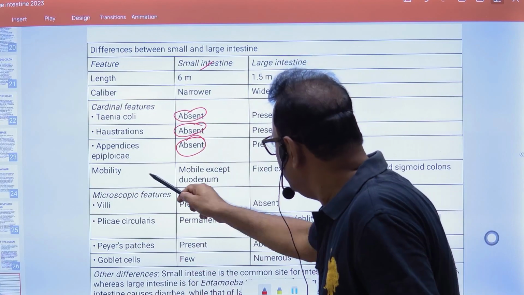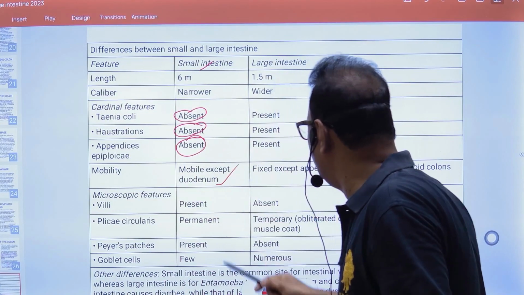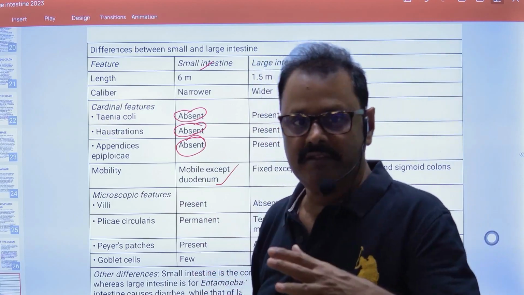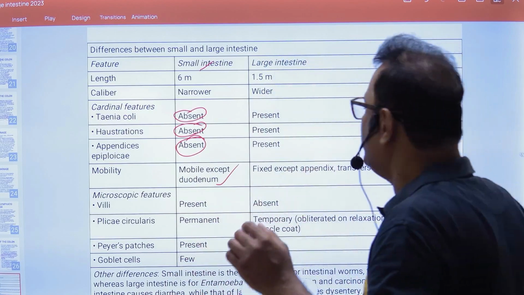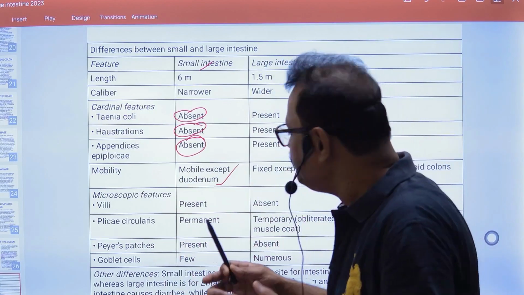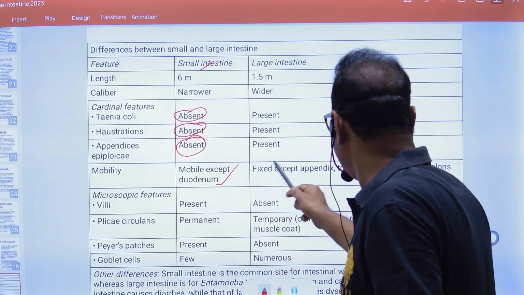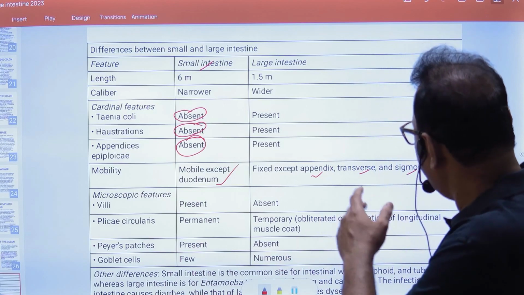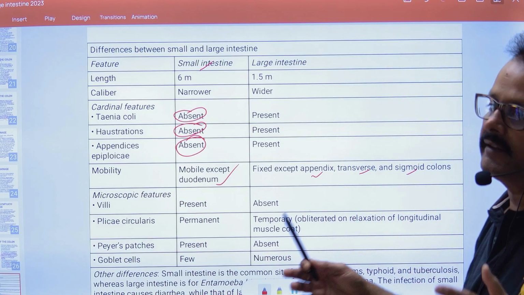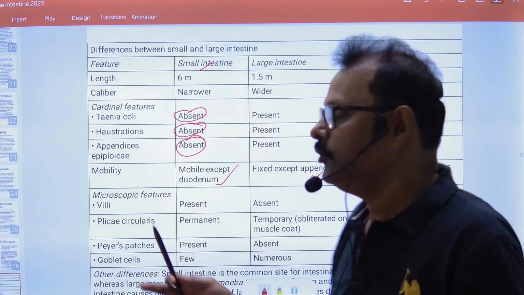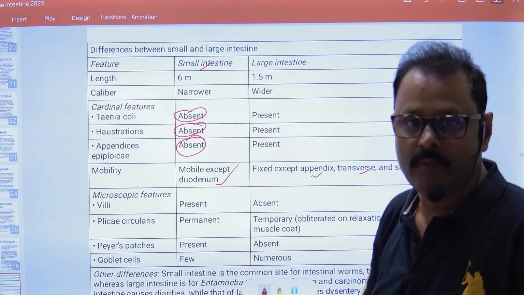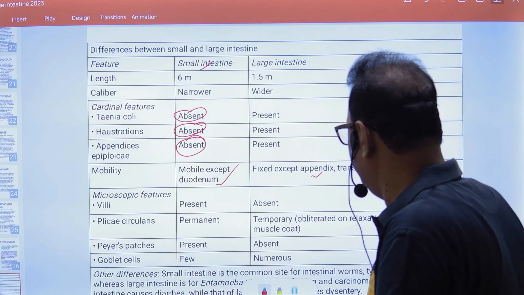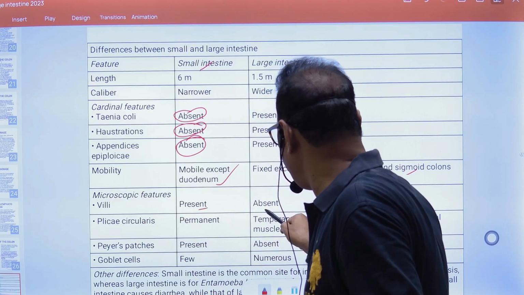Regarding mobility, the small intestine is mobile because it is a peritoneal structure, except the duodenum. Except for the first 2.5 centimeters, the remaining portion of the duodenum is retroperitoneal, so it is fixed. In the large intestine also, the greater portion is retroperitoneal, so it is fixed, except for the appendix, transverse colon, and sigmoid colon, which are intraperitoneal structures, so they are the mobile ones. Regarding the villi, these are present in the small intestine and absent in the large.